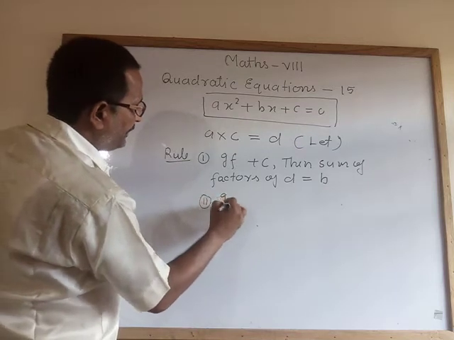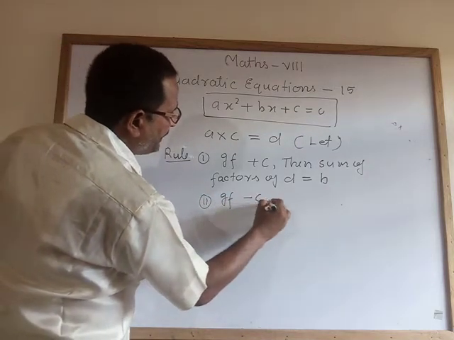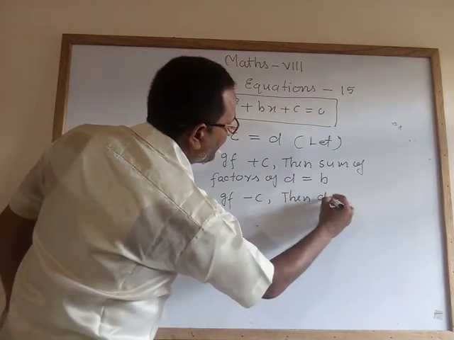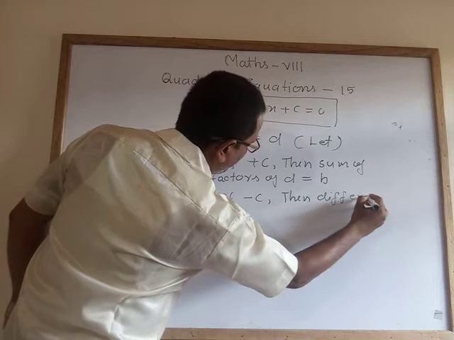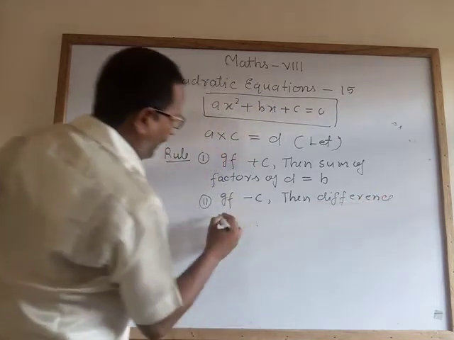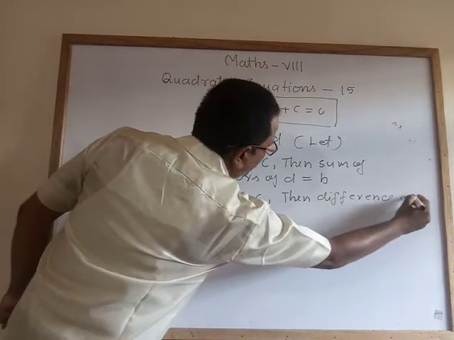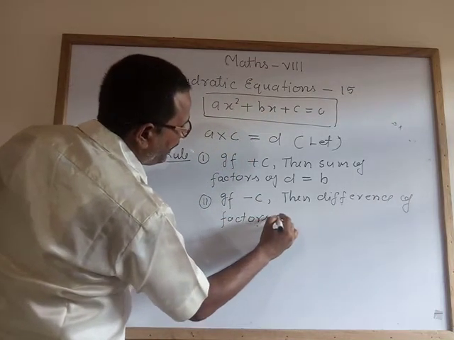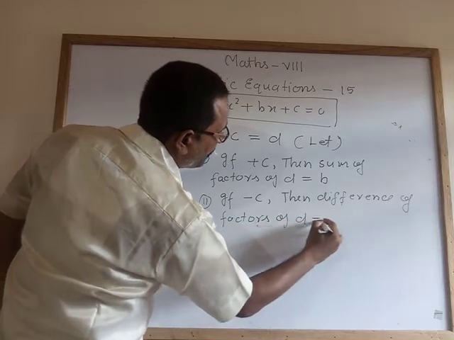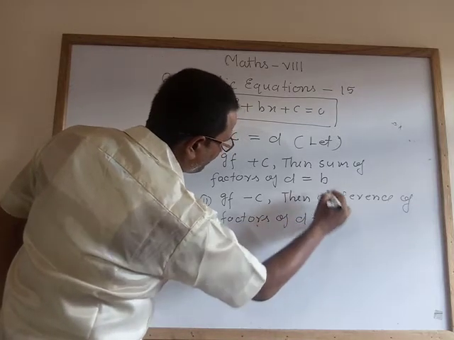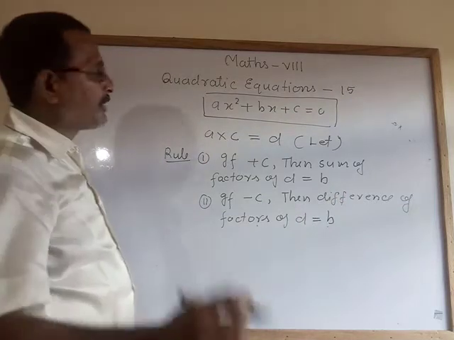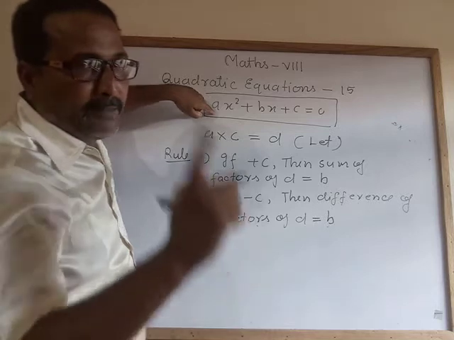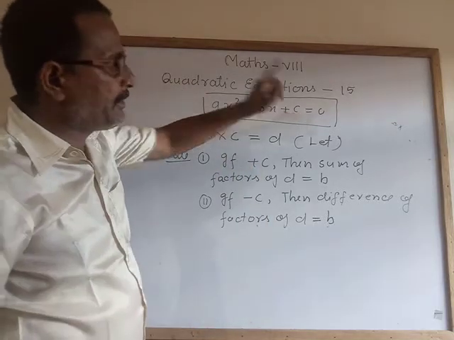Second, if c is negative, then the difference of the factors of d should be equal to b. What is b? b is the coefficient of x. a is the coefficient of x square. c is the constant.